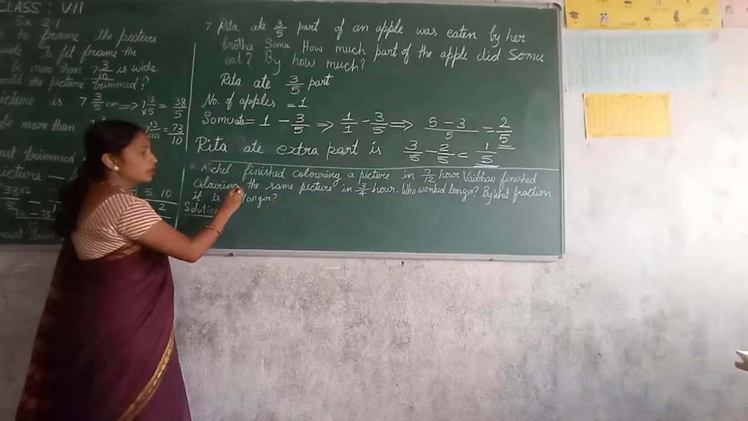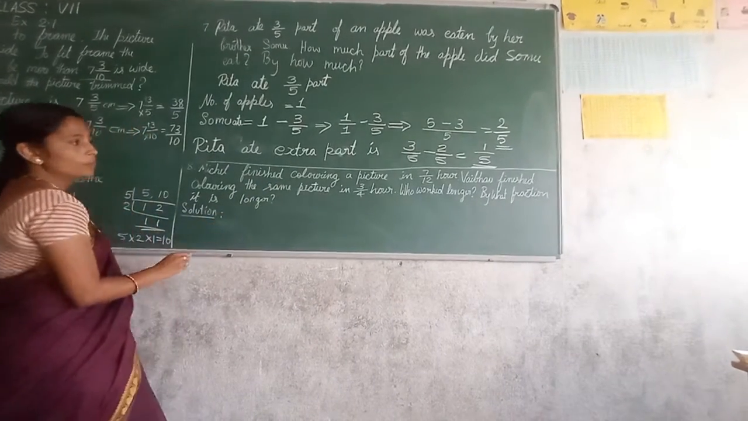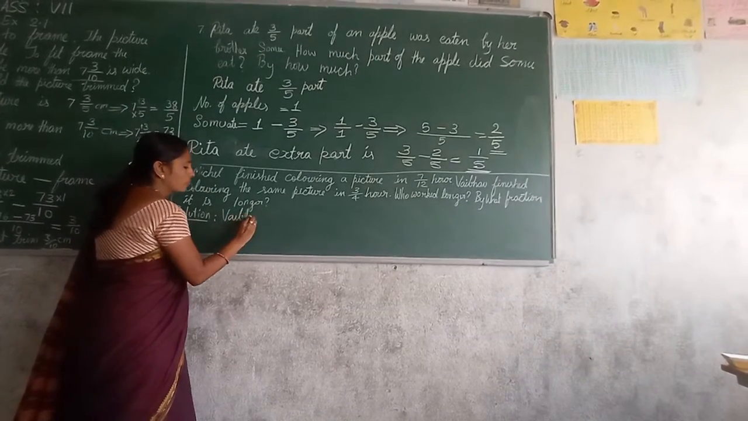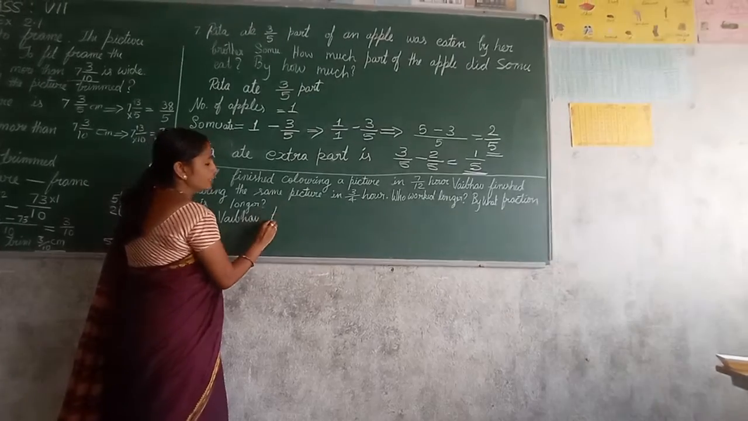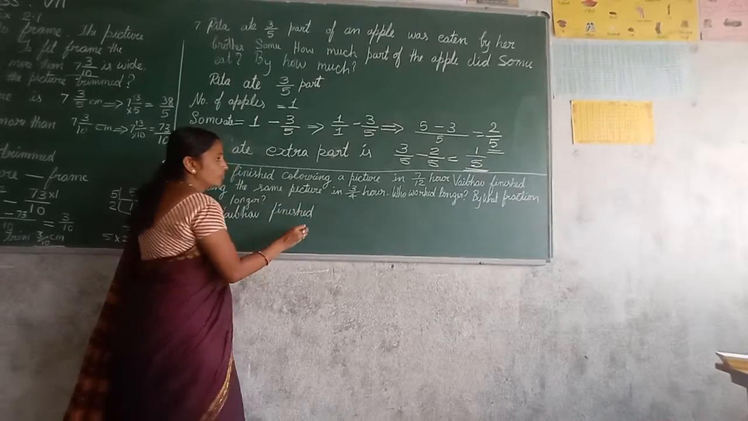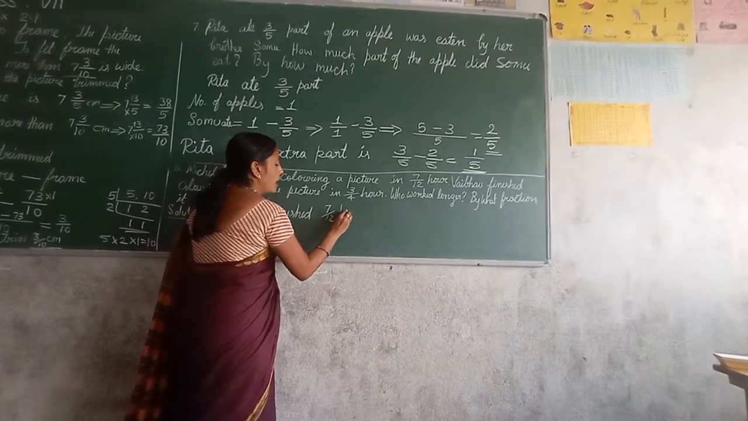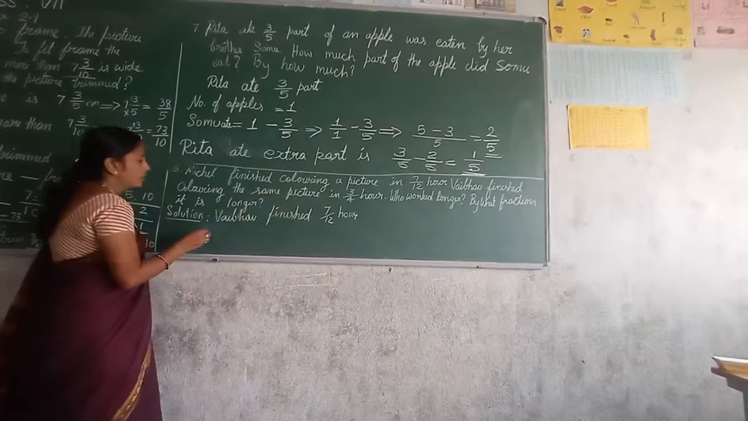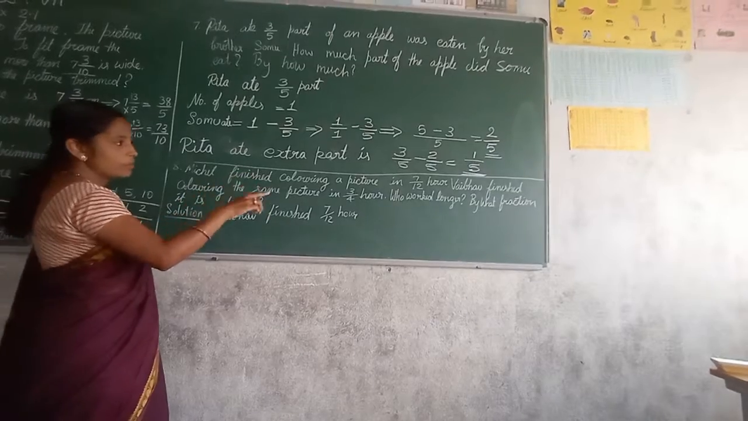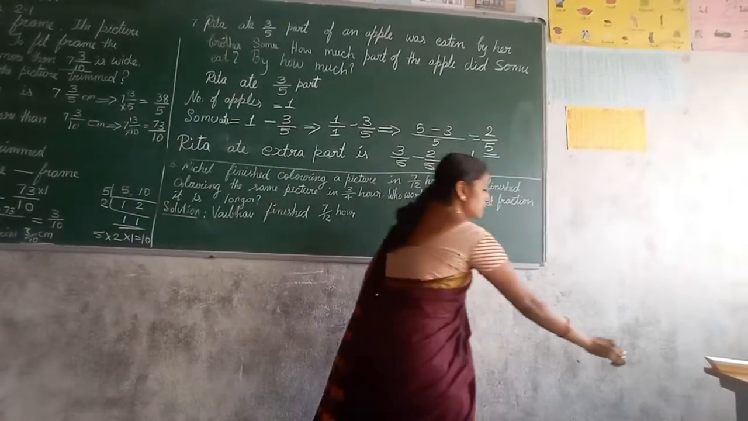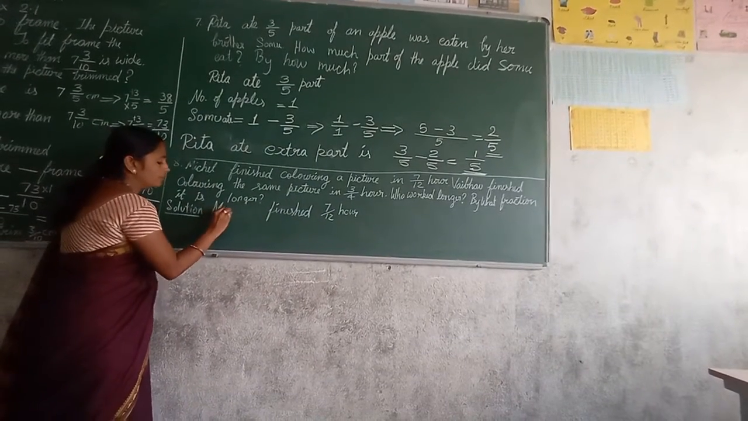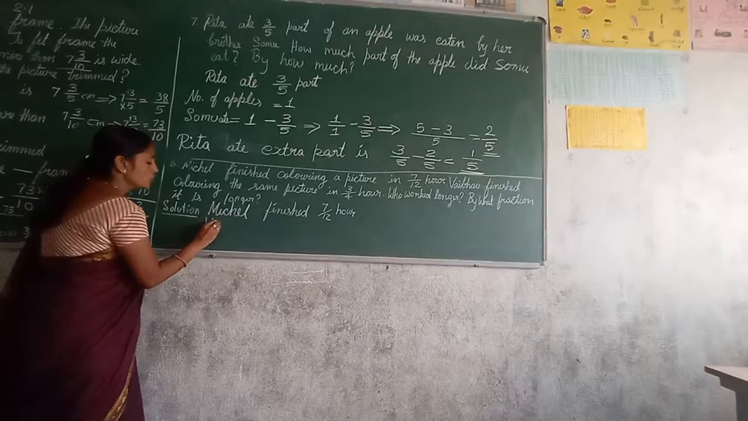Solution. Michael finished coloring the picture in 7/12 hour. Sorry, the first one is Michael, not Vaibhav. So when taking down, you have to be very careful. Michael. The second one is Vaibhav.